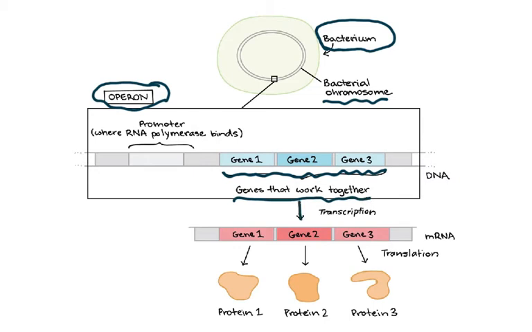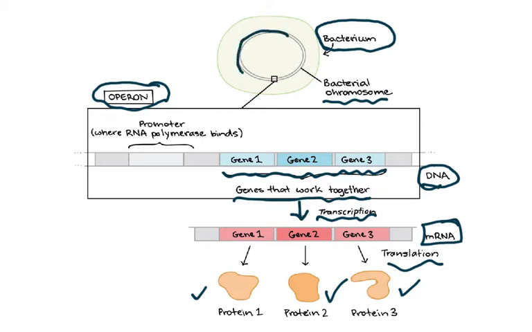So if transcription takes place, then these 3 genes are going to result in the production of protein 1, protein 2 and protein 3. So we have transcription and then translation. But first mRNA must be made. So the mRNA is made. So this is the DNA. This is on this bacterial chromosome. This is a portion of it here.